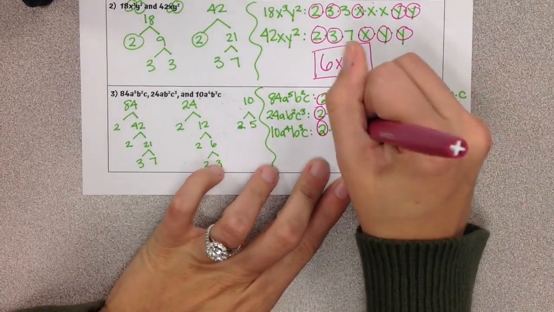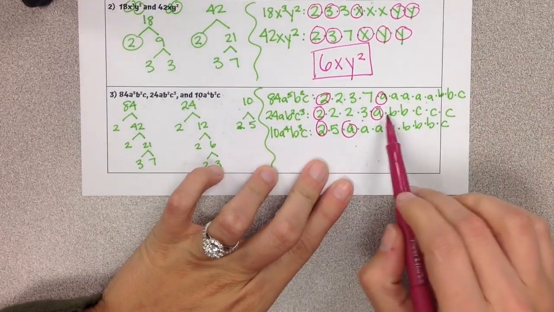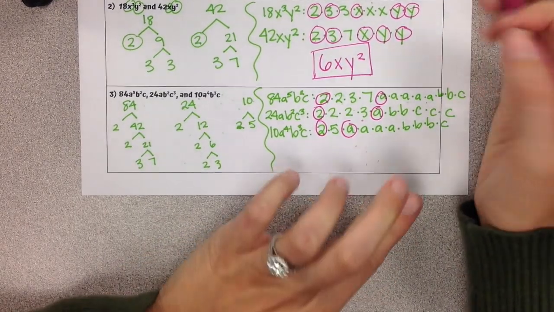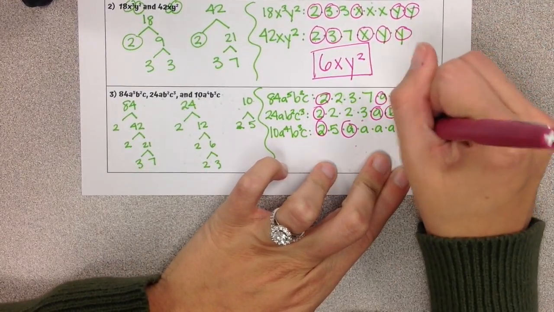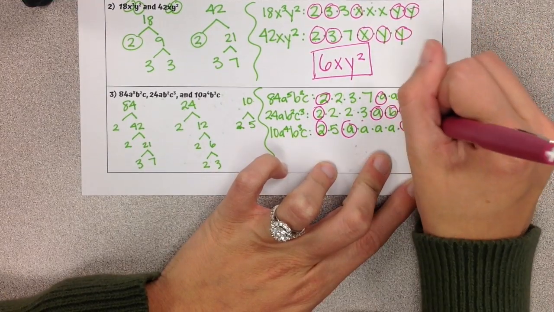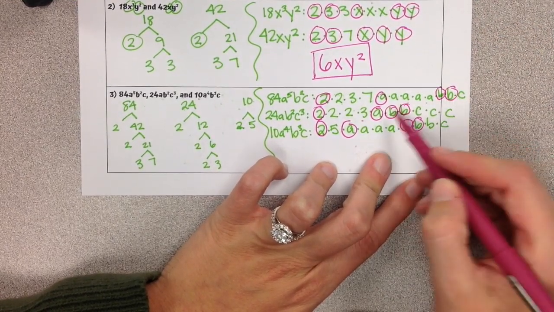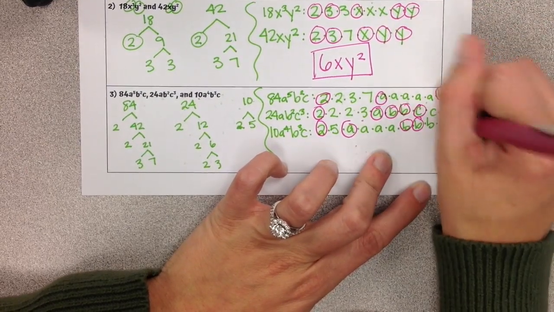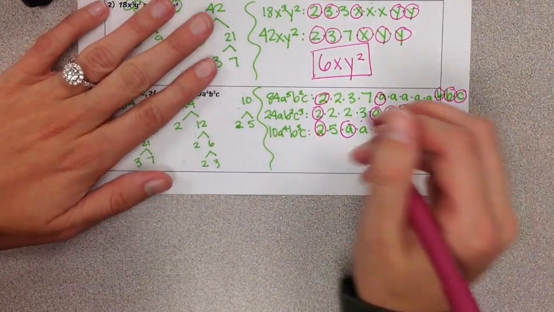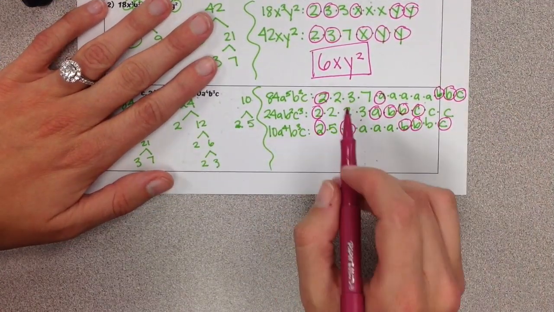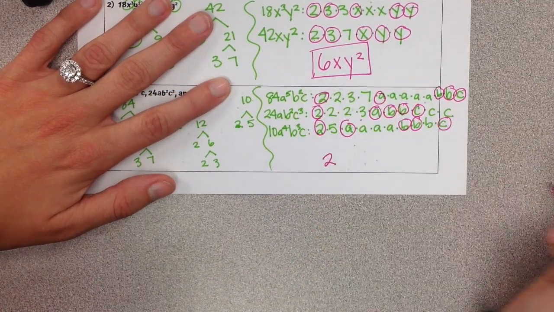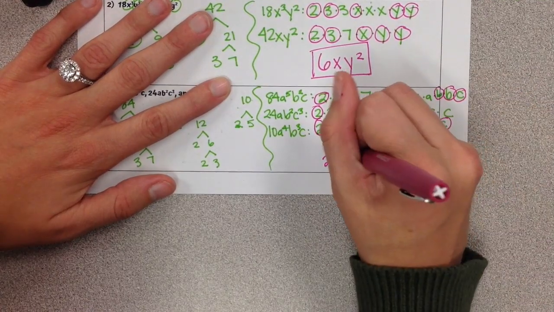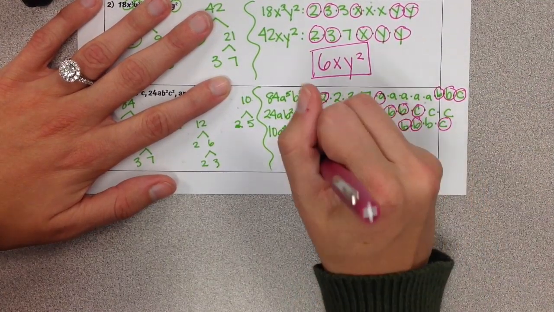Now let's look at their variables. They each have an a. 24 only has 1, though, so they don't share any of the other a's. They each have a b. They each have another b. But that's it for the top 2, so that's all. They share 2 b's. And then they each have 1 c, but that's it because the top one doesn't have any more. So their GCF is 2, 1a, 1b, 1c. So, nope, I lied. 2 b's, so 2ab squared c. Okay?